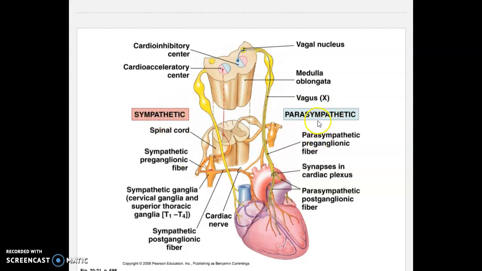So you need to be familiar with parasympathetic, vagus nerve, and inhibitory, along with sympathetic, cardiac nerve, and acceleratory.